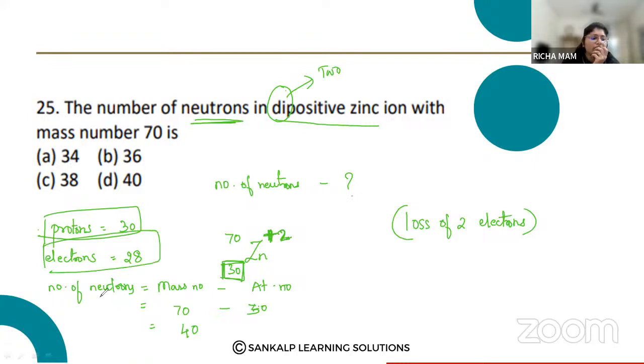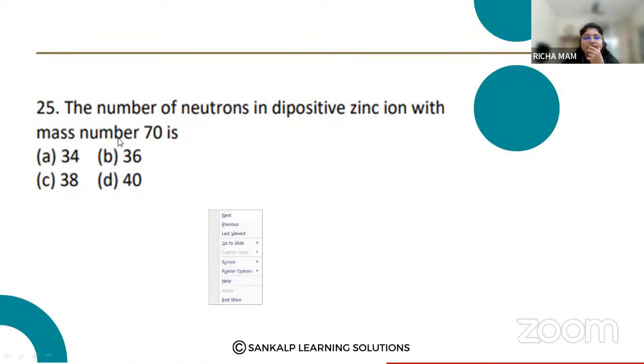Then how to calculate the number of neutrons? Mass number minus the atomic number. Okay, our answer is option number D. Understood? Okay, let us go for the next one.